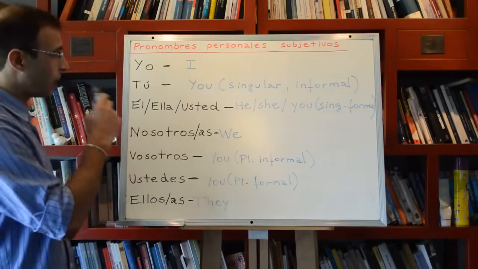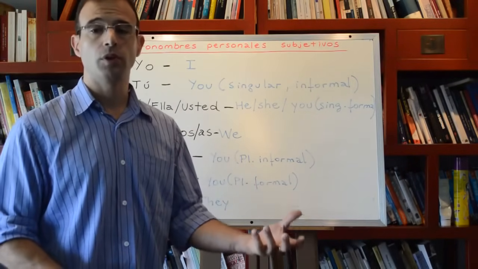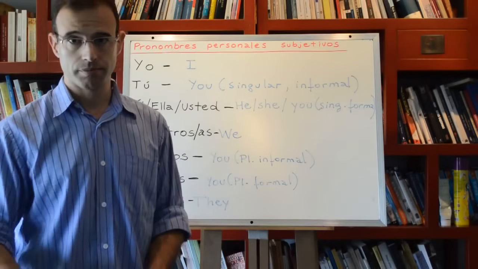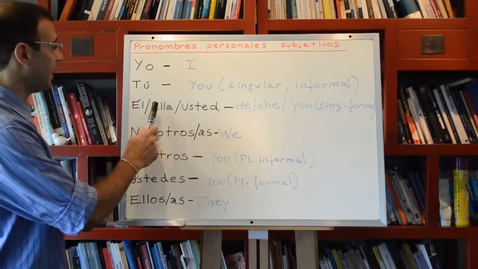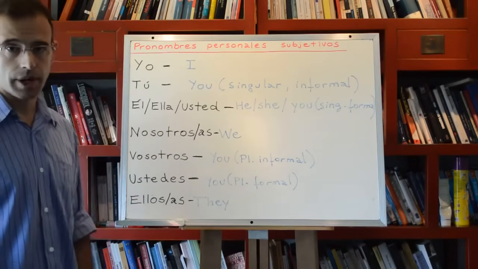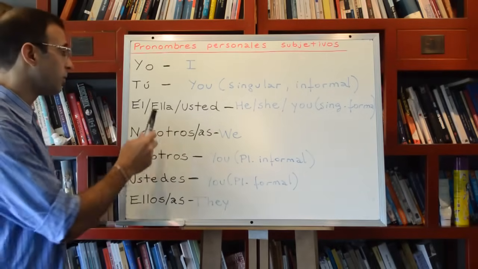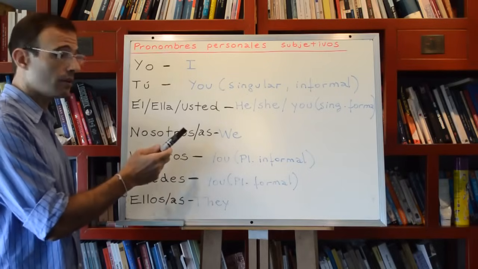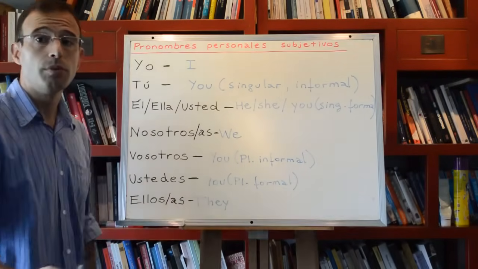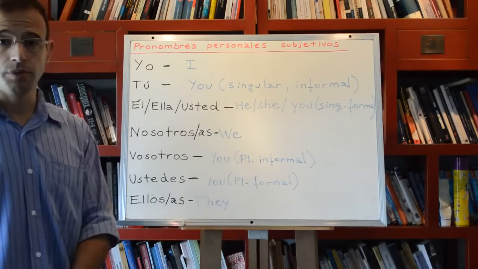Why? Because usted also means you, but usted is the formal you, okay? Él for he, ella for she, okay? Why did I put usted together with él and ella? Actually, usted means you, formal, and él and ella mean he and she, respectively.